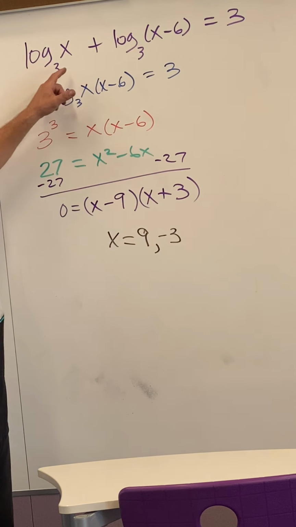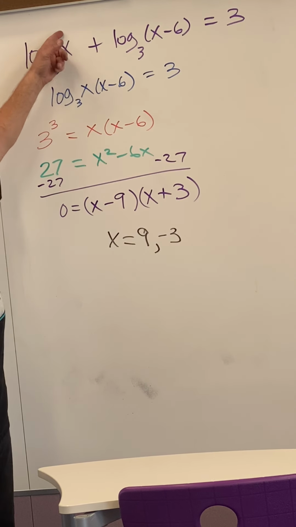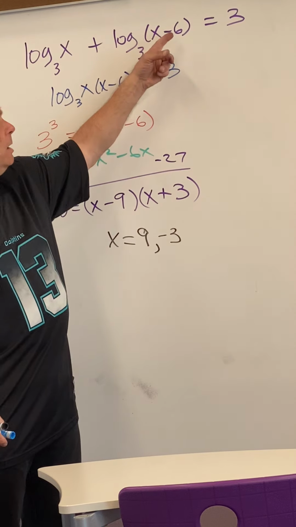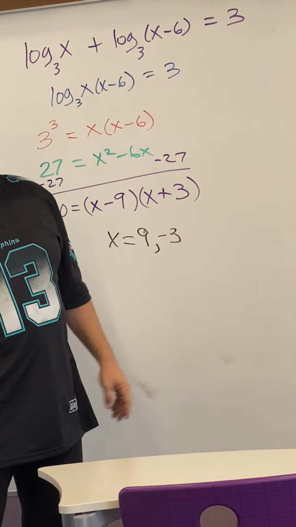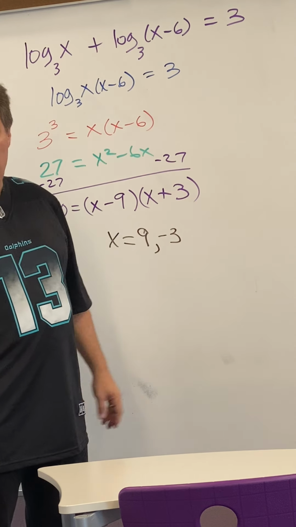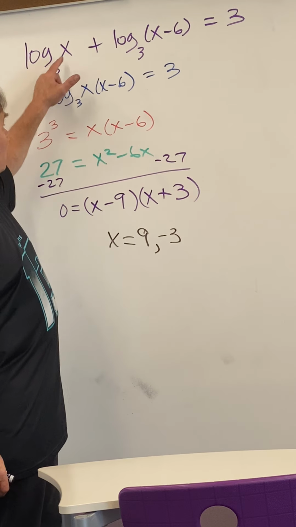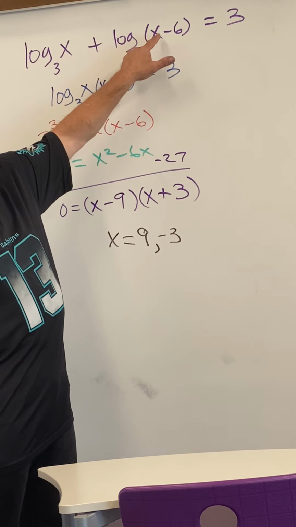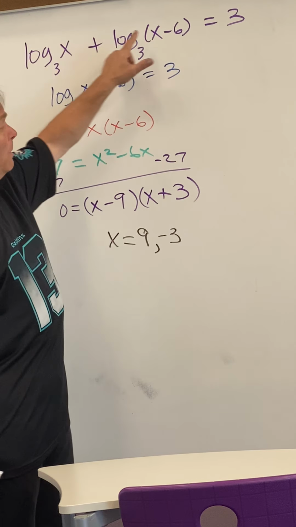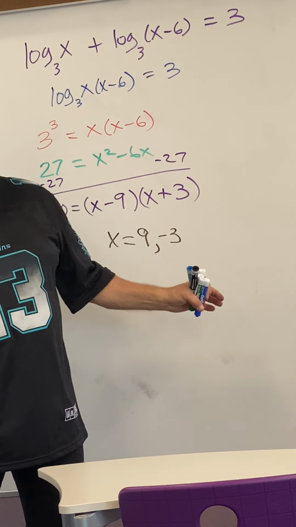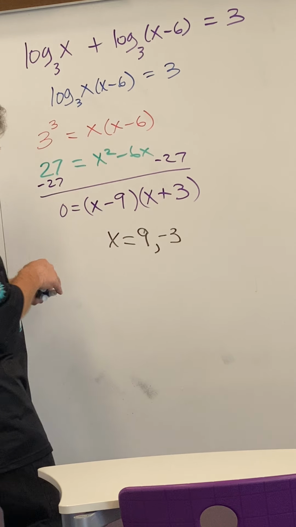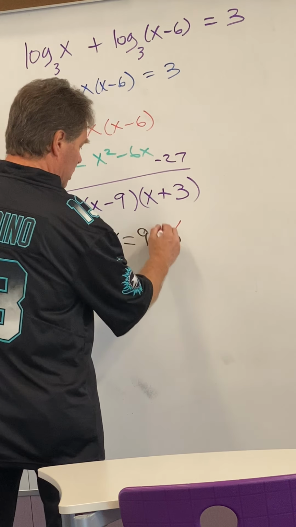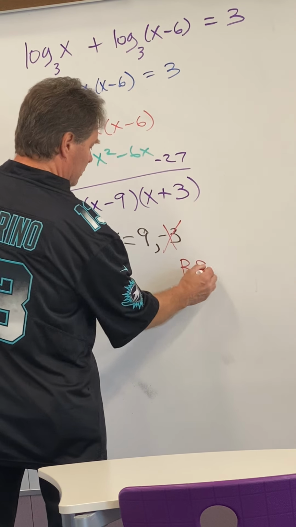Let's start with 9. Log base 3 of 9, that makes that positive. 9 take away 6, that's also positive. So 9 is good. 9's a good solution. What about negative 3? Negative 3 is going to make that guy negative. It would also make that guy negative. Now, it doesn't matter that it makes them both negative. If it makes any of them negative, it's a bogus solution. So we've got to throw it out.